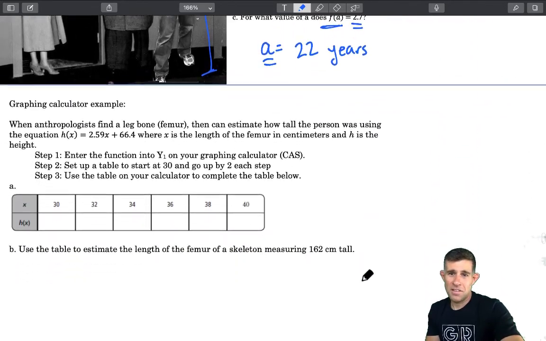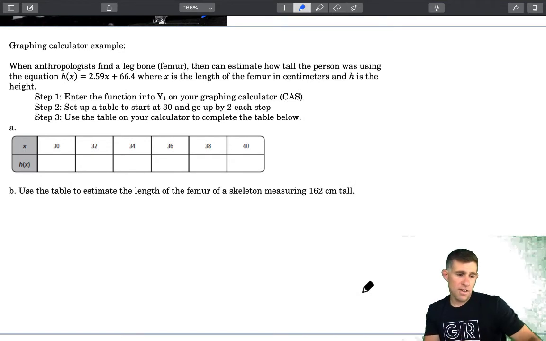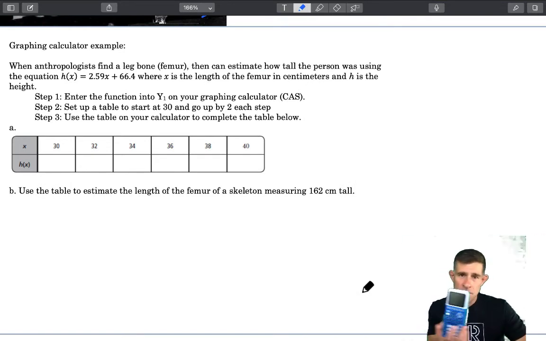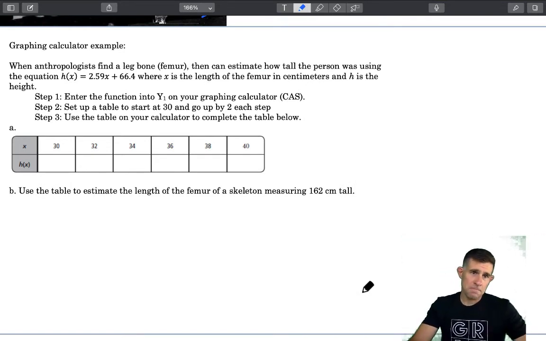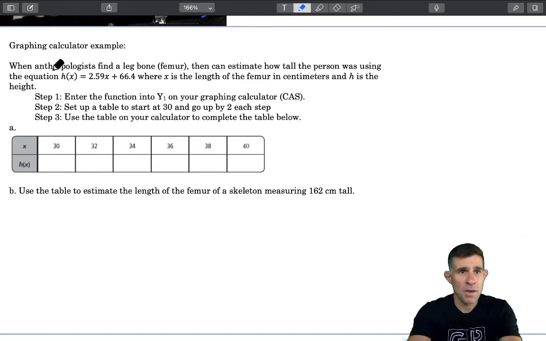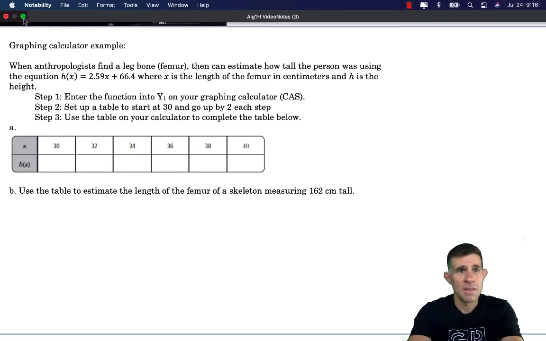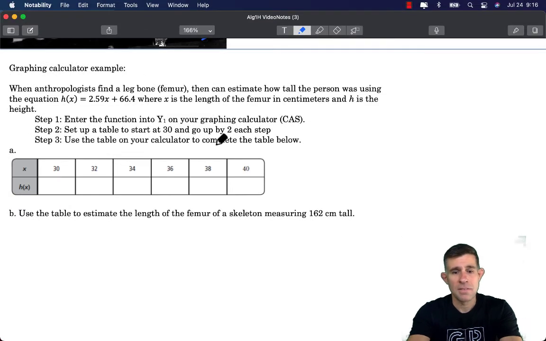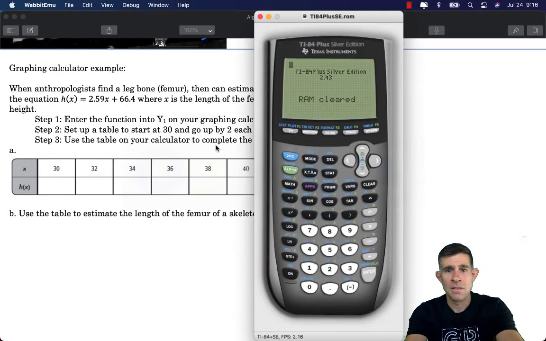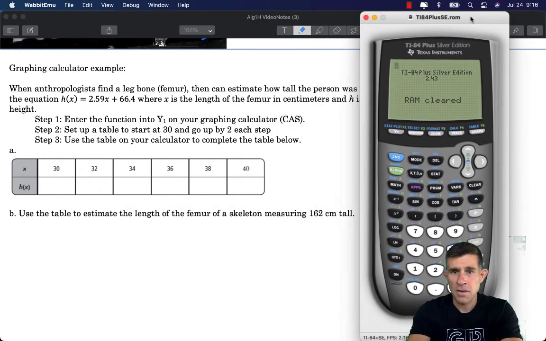All right, one last example for today, and this involves our graphing calculator. So take a second to grab your graphing calculator. And I'm going to pull mine up as well. All right. So here's our graphing calculator, and we're ready to get going.